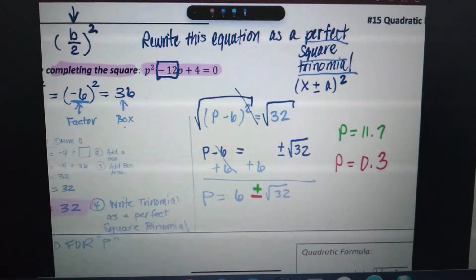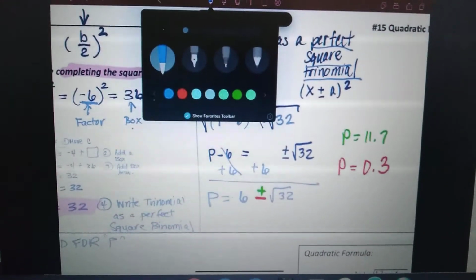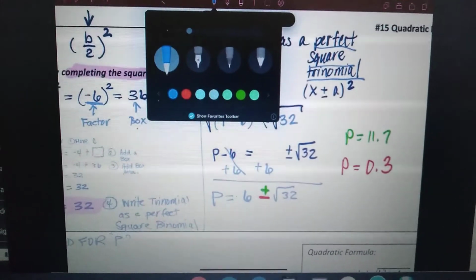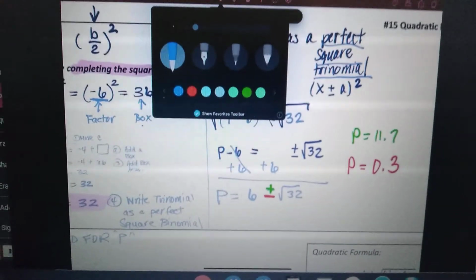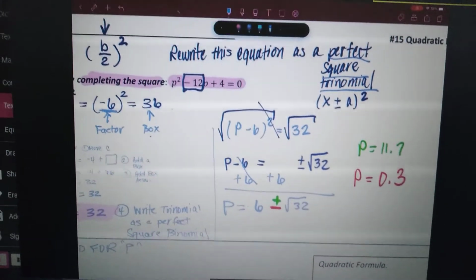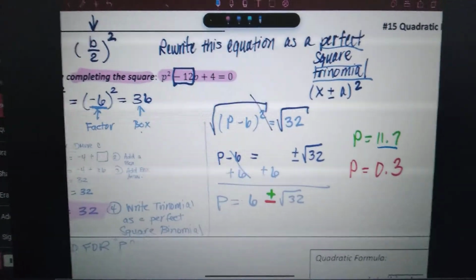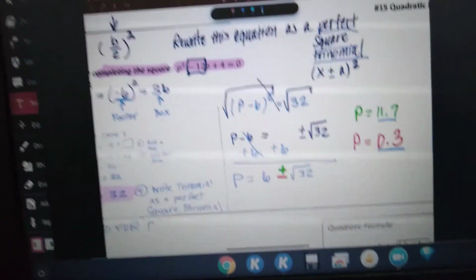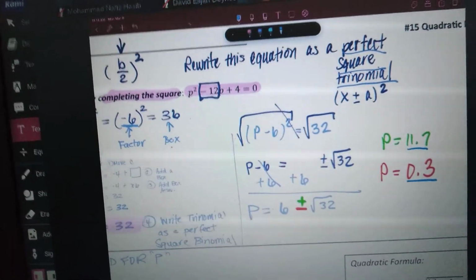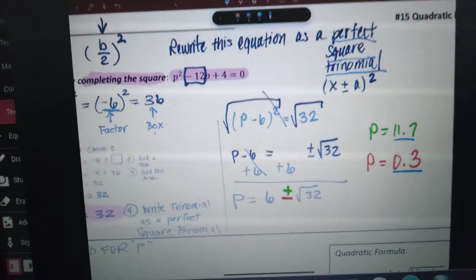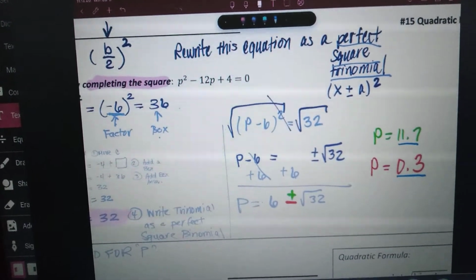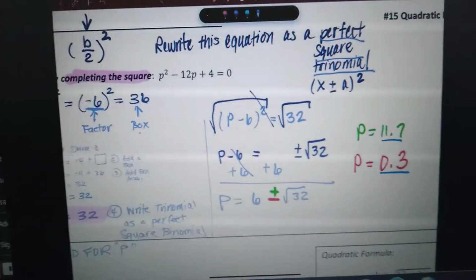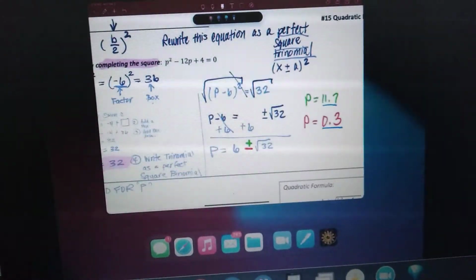What does this mean? This means that I have 2 roots, 2 solutions, 2 zeros, where my y value will be 0 when it's 11.7 and 0.3. Everybody understand? Let me prove it to you. The equation was p squared minus 12p plus 4. So let me go to the calculator.